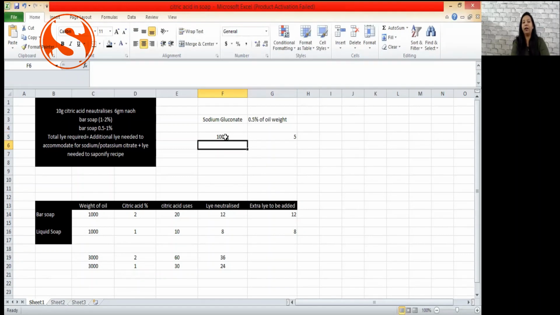You can add the citric acid directly into your lye water, or you can dissolve the citric acid and add it to your lye water. You can also add sodium gluconate into water. It is just like salt, very easily dissolvable. You can dissolve this amount into some amount of water from the formula, and then add it to your lye water or to your oils, because ultimately everything is going to mix.